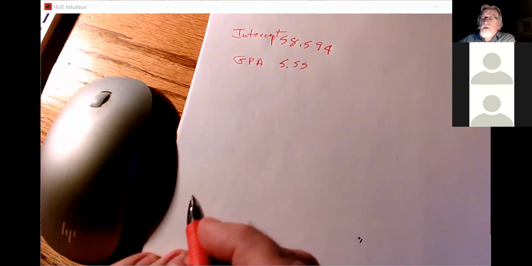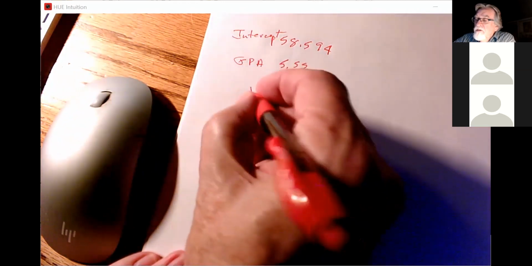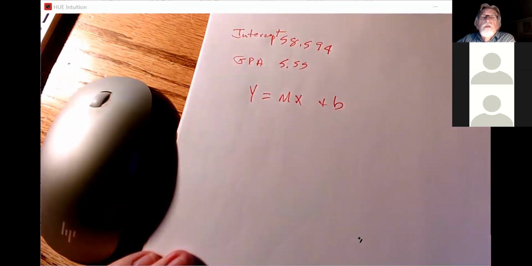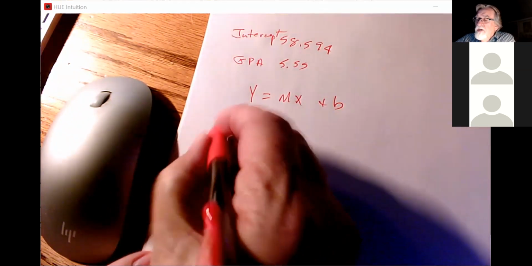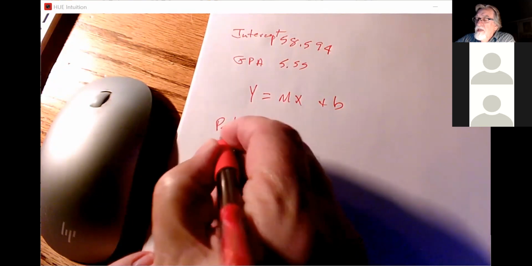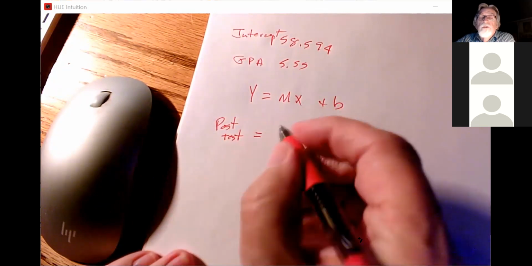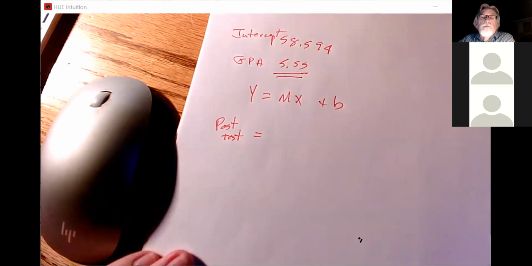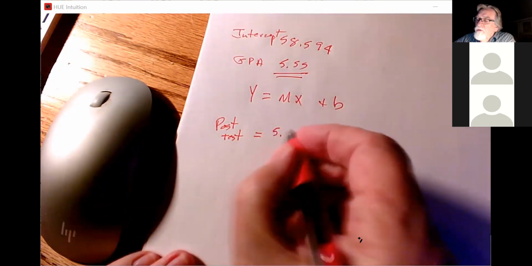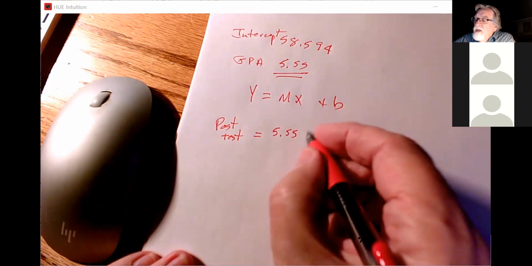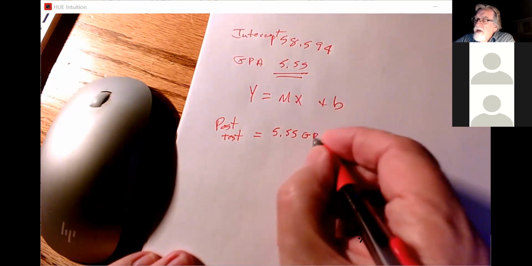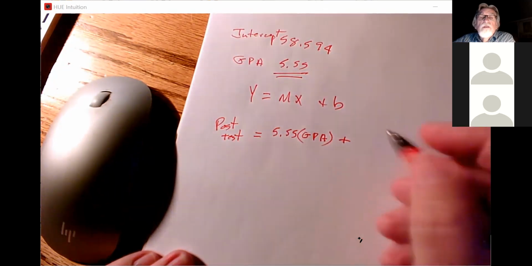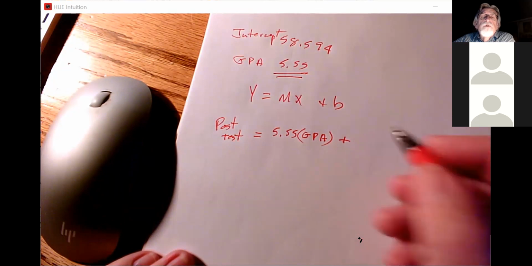And so if we look at the formula, this is the Y is equal to mx plus b intercept. In this case, post-test score is equal to m, which is this value, 5.55, 5.55 times GPA plus 58.59.